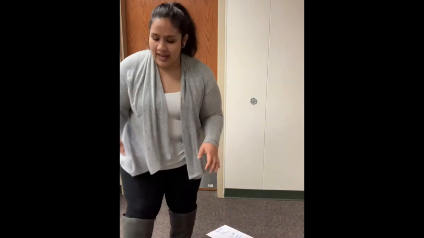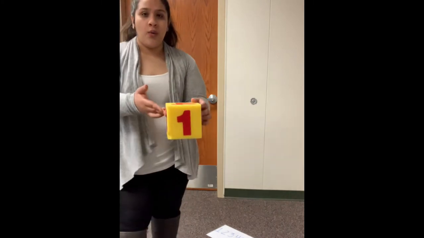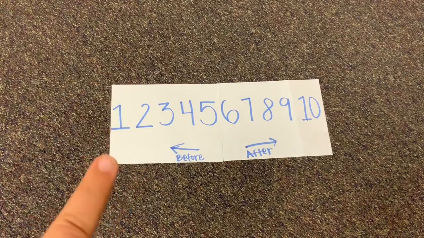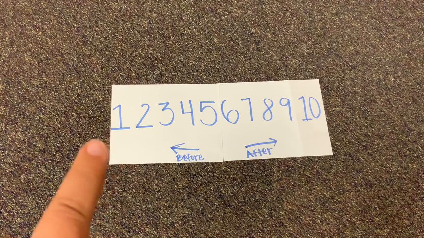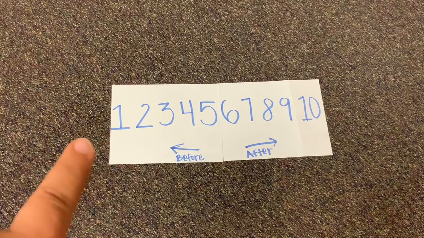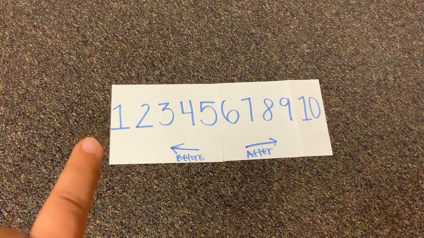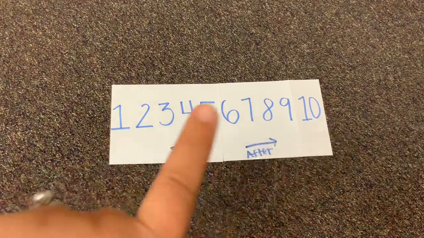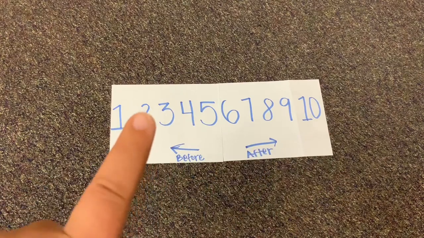So it landed on the number 1. So since I got the number 1, when I am looking at it, there's nothing before it. So it's 0. 0 is before 1. What is after? So I'm going to look this way. 2. 2 is after 1.